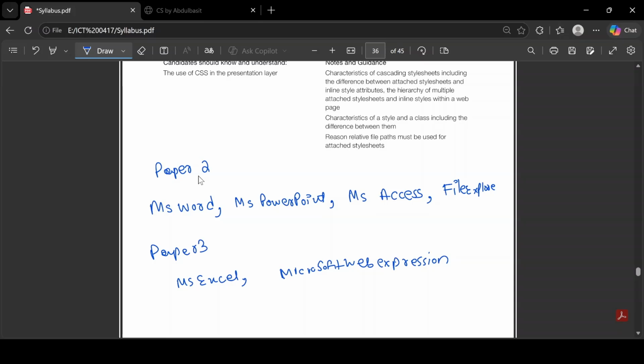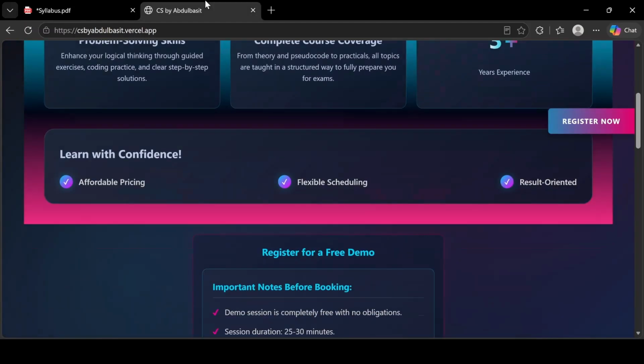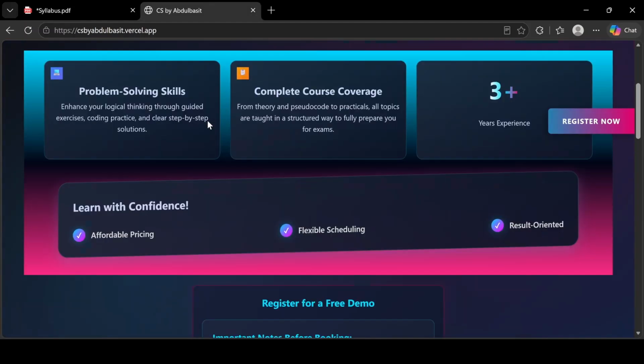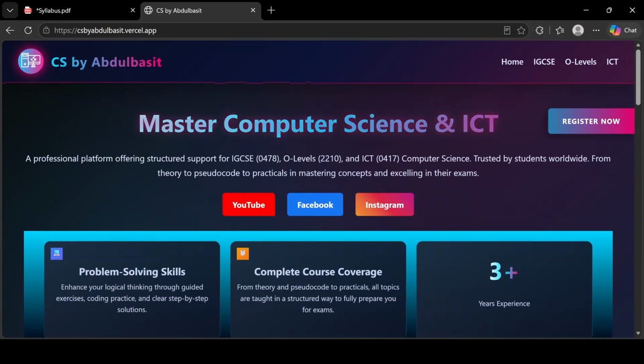And in paper 3 we will use the File Explorer in order to organize or manage the files where needed. Okay, so students, now moving towards the registration process, how you can register yourself for October, November and May June 2027 session. So here we have the website. You can visit the website by the link in the description. Here we have IGCSE O-Level ICT. You can move on to the ICT.